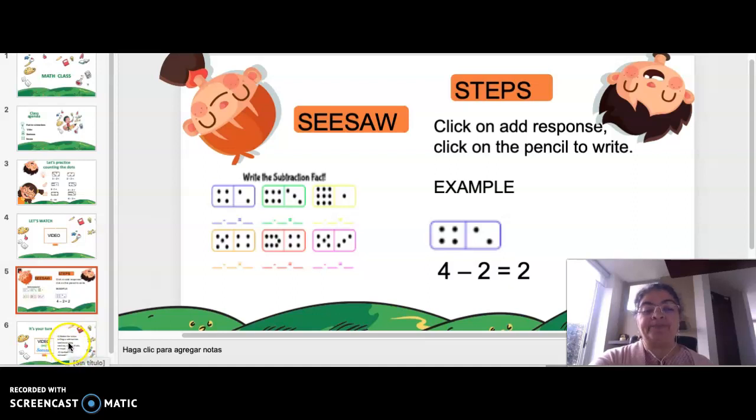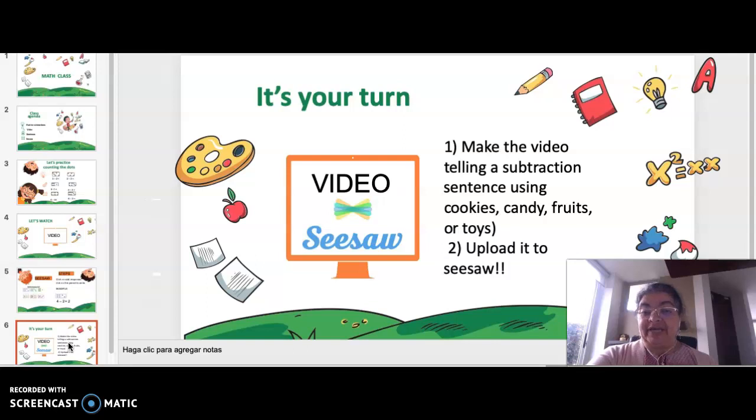Okay, now, after that, you can make a video telling subtraction sentences using, for example, at home, you can use cookies, candies, fruits, or toys, and you record these subtraction activities and you upload them into Seesaw, because I would like to see you in a video practicing subtraction sentences.